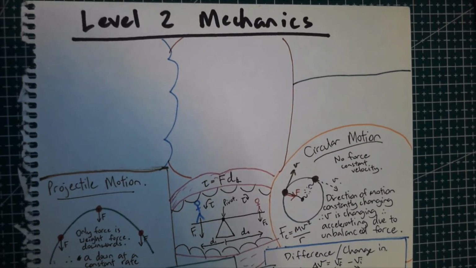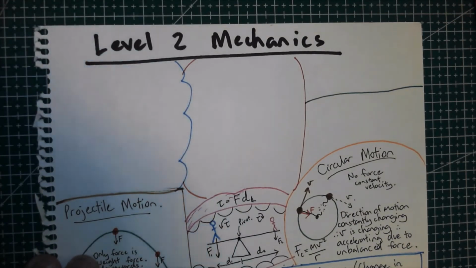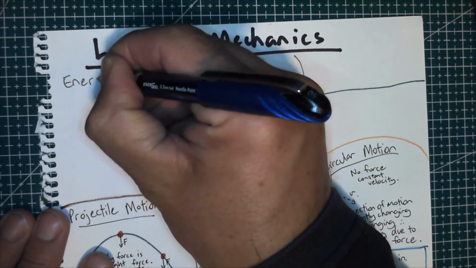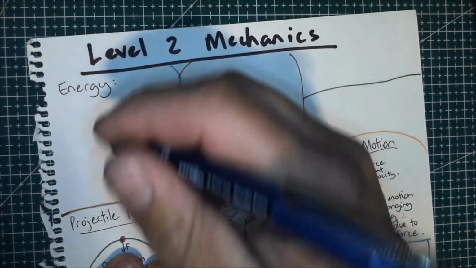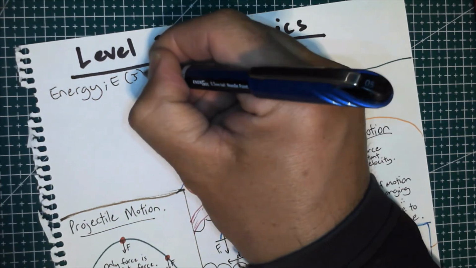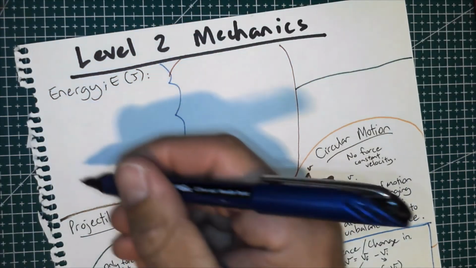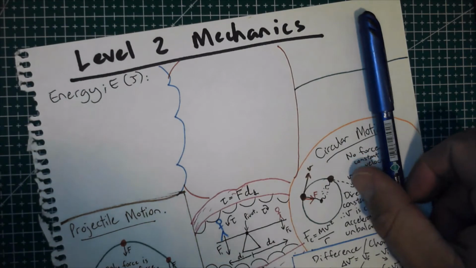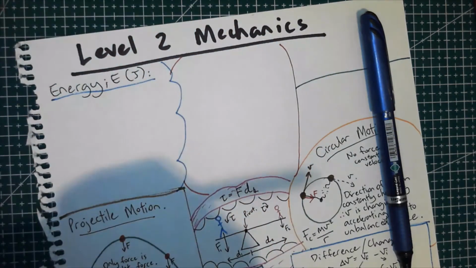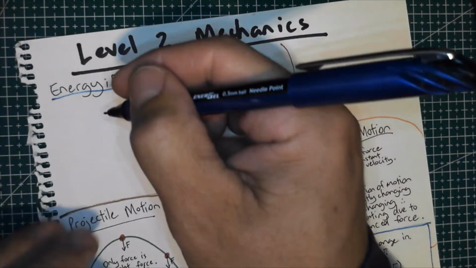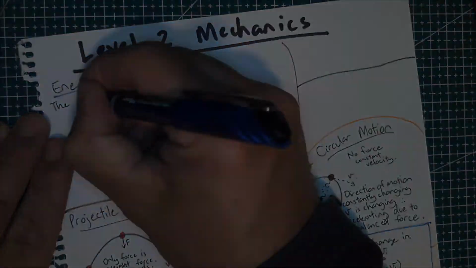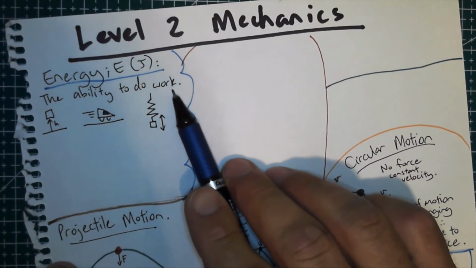Okay, we're almost finished, and there's just a couple of last things to cover off. This one here is a pretty big one. It's energy. Energy has the symbol E, and it's measured in joules. Now there's a certain amount of energy in our universe, and that amount of energy does not change. And energy is the ability to do work. We'll explain what work is soon.